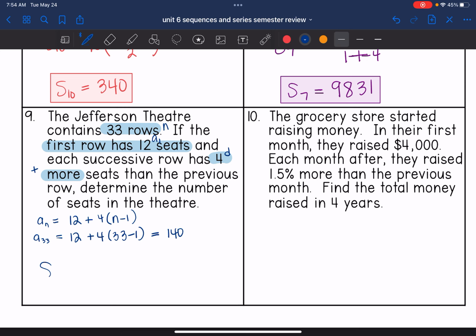Now we can do the partial sum formula. So it's n times first row plus last row divided by 2. So this is going to go into the calculator. And I get 2,508. So there are 2,508 seats in the theater.